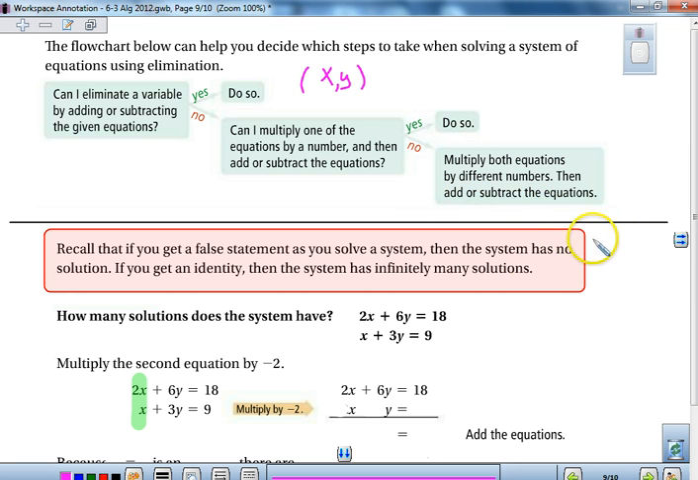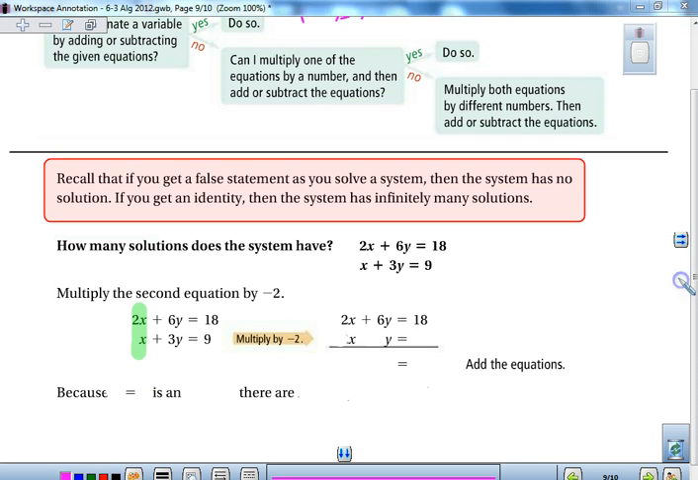And that's what I want to show you in this next one. Again, we're only going to be multiplying one of the equations, but as we get into our homework, we will be doing some where you have to multiply both equations. So keep this flow chart in mind. Again, think about false statements when we have no solution, and the identity when we're going to have infinitely many.